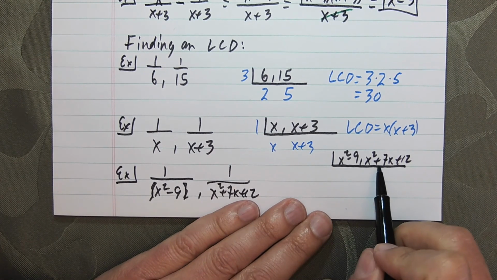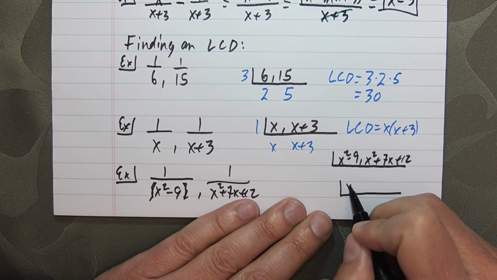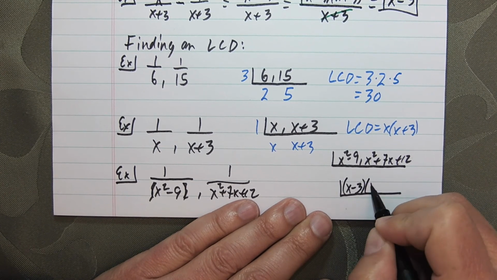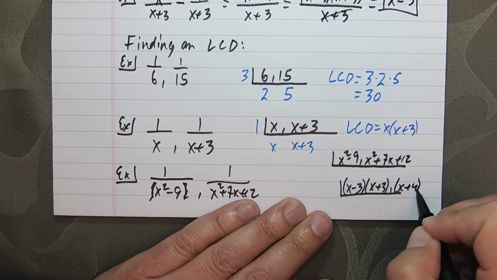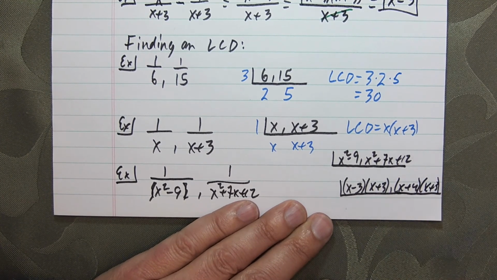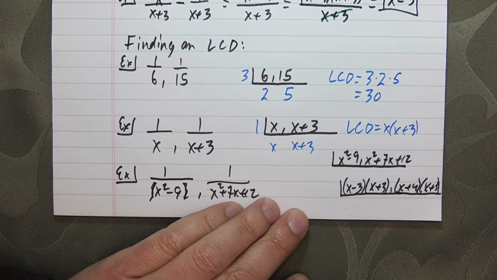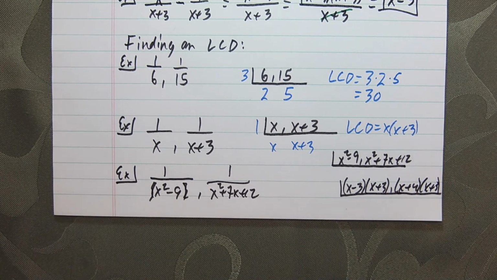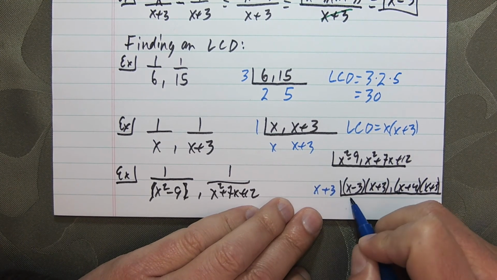So in this case, I need to factor these denominators. And it's looking like they have an x plus 3 in common.